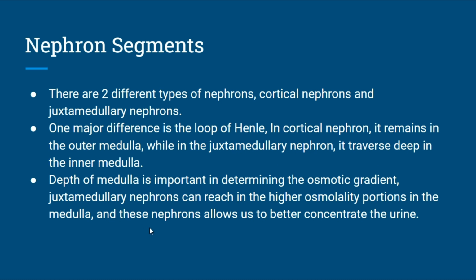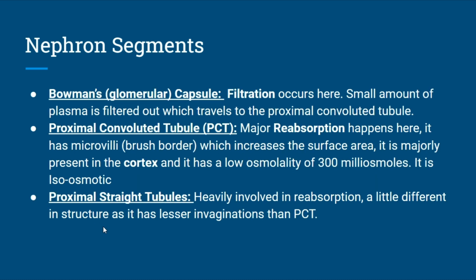So the depth of the medulla is important in determining the osmotic gradient. Juxtamedullary nephrons can reach the higher osmolality portions in the medulla, and these nephrons allow us to better concentrate the urine, which is important.